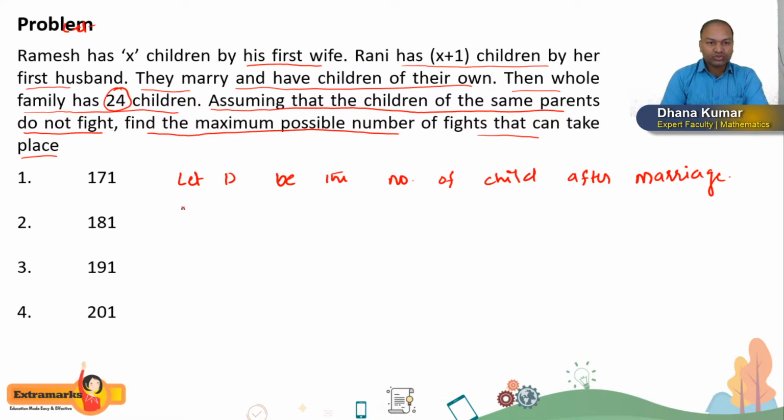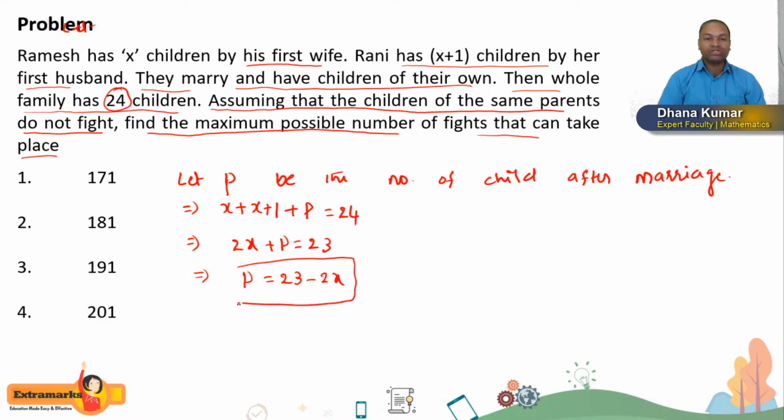That implies, see here, Ramesh has how many children by his first wife? x children. Rani has how many children by her first husband? x plus 1. After marriage, how many children? Our assumption, some p. So the total number of children is equal to 24. Now simplification: x plus x is 2x, plus p, plus 1 is equal to 24. Shift this side, 24 minus 1 is 23, which implies p is equal to 23 minus 2x. Now let us see the next slide.